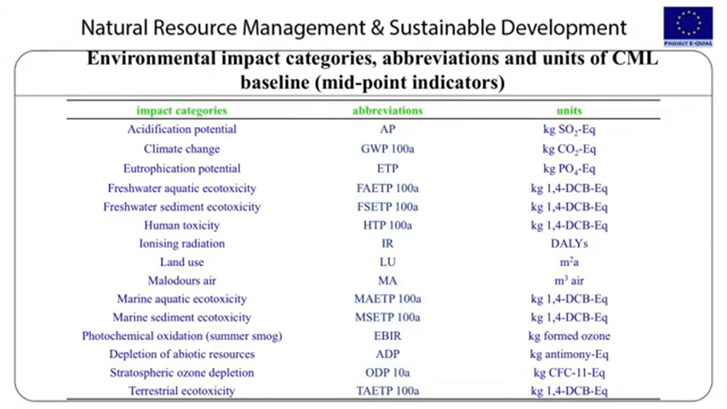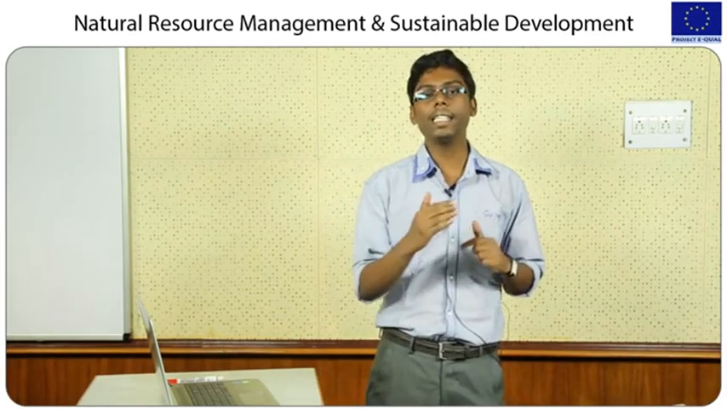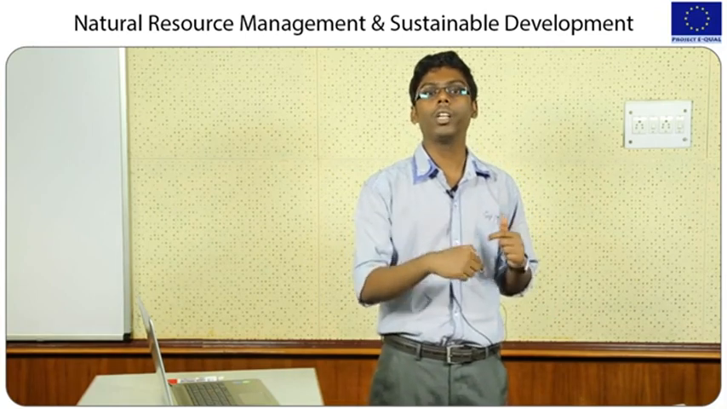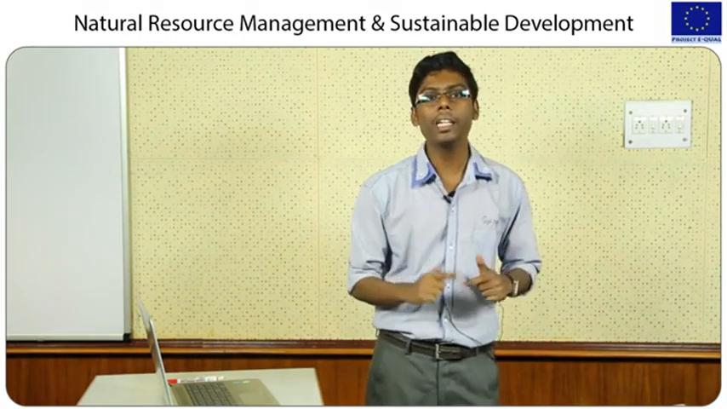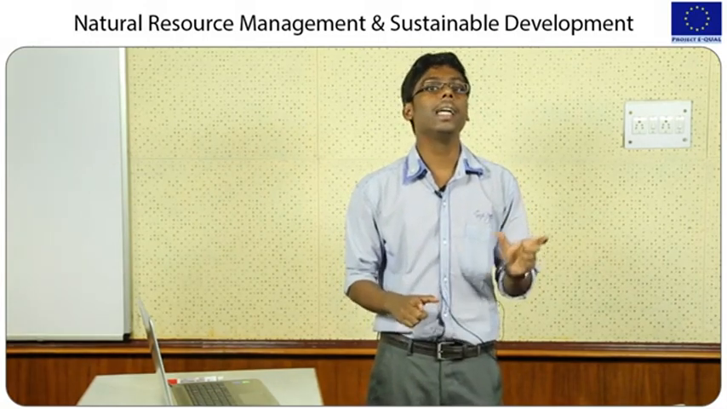In the CML2 method, environmental burdens are aggregated according to their relative contributions to the environmental problem or impact that they potentially cause. Environmental impact categories, their abbreviations and units of CML baseline are shown in the table. As they are quantified at the intermediate position between the point of environmental intervention and the damage caused, the impacts calculated by this method are categorized as potential rather than actual.